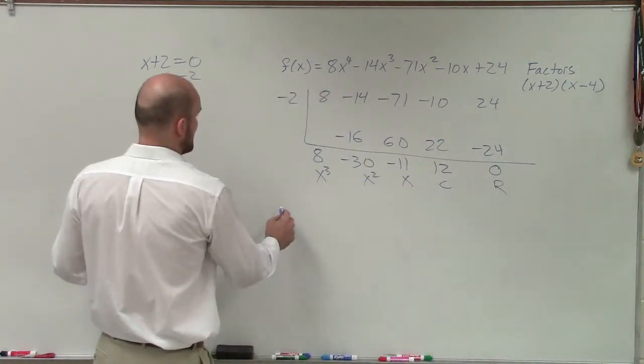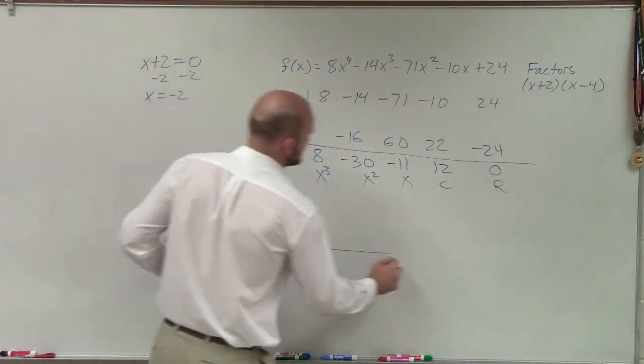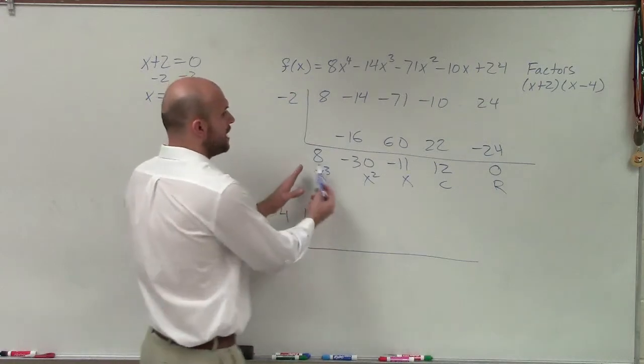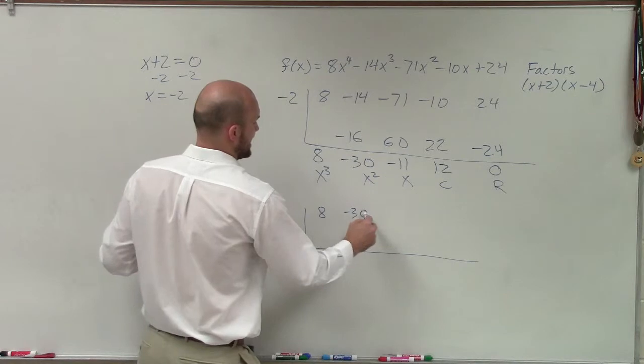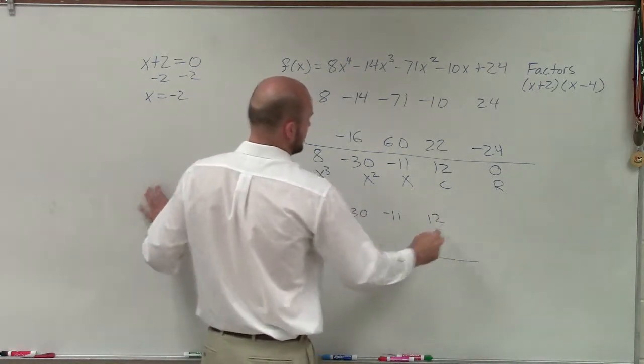So therefore, I'll take my 4, and now I'm going to synthetically divide, but now I'm going to choose my resultant factor. So I'll choose 8, negative 30, negative 11, and 12.